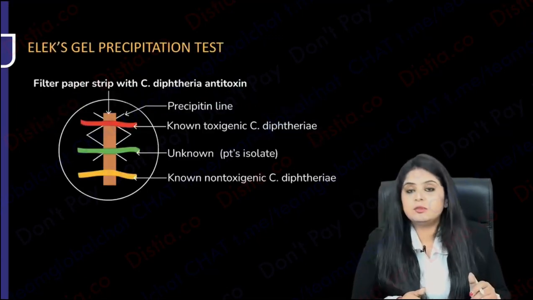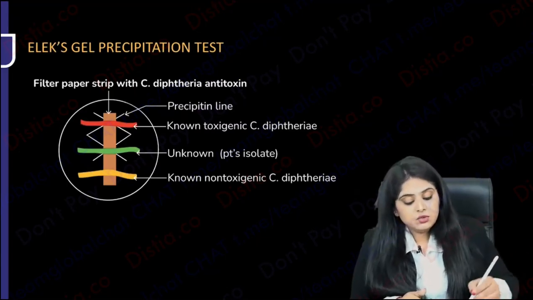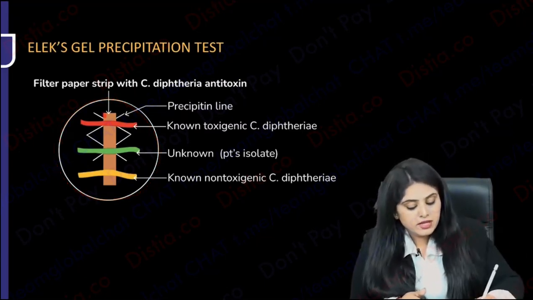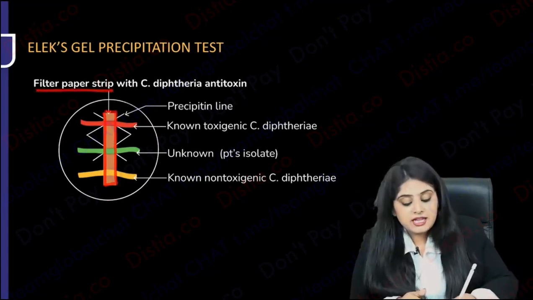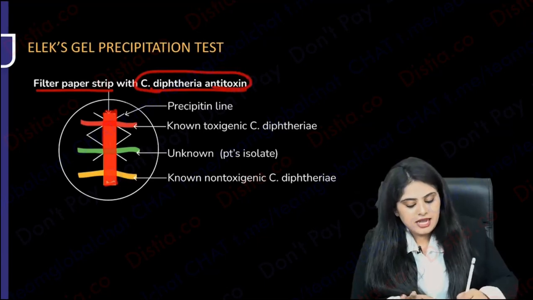So have a look at this picture, guys. The same picture I have taught you in immunology also. Please note that I have kept an agar over here. First, labelings dekh lo. What have you kept? You have kept a filter paper. What does that filter paper have? I have kept an antitoxin. So what did I do? I kept a filter paper over here, and in that first I kept an antitoxin.